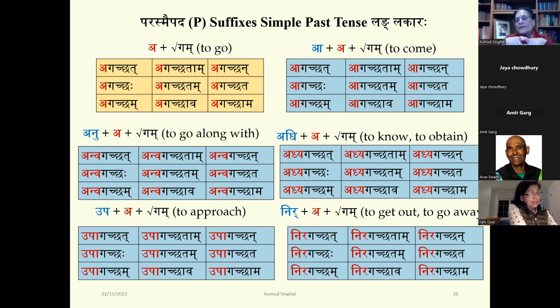Like even in the first verse, kim akurvata Sanjaya. Dharmakshetre Kurukshetre, to Kurvat, Akurvat. Right. And it is not Akurvan because it is an Atmanepada form, Akurvat. Gotcha. I have one final question, Kumuji.